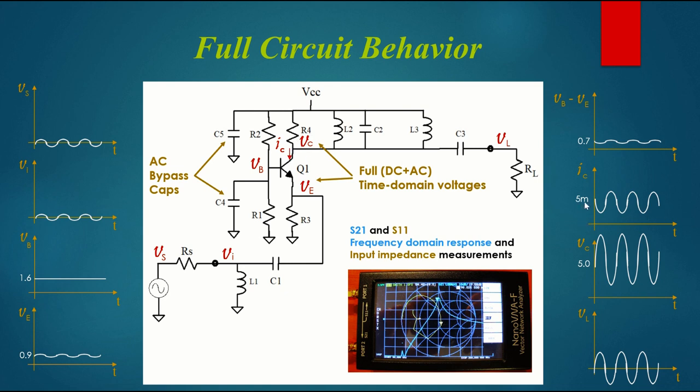The bias current was established at 5 milliamps, as shown here on the right. And then it's going down and up because VB minus VE is going down and up. If you reason through the difference between these, you can see this. So it's going down and up about the 5 milliamp bias point. And the voltage here at the collector is in the DC solution 5 volts because it's tied through L2. But then it goes up and down as the current goes down and up.